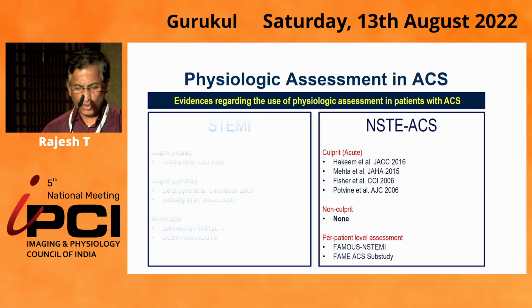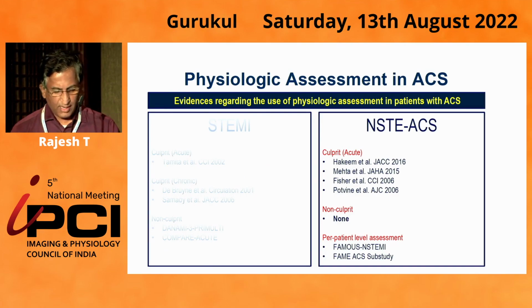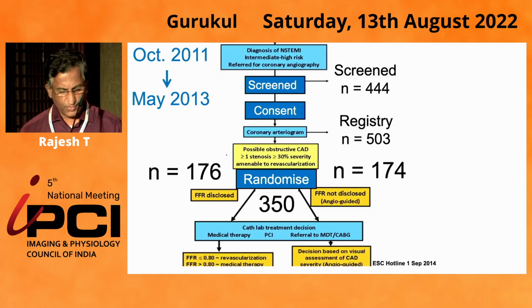What about physiological assessment in the non-culprit vessels in a non-ST elevation MI or unstable angina? There are a lot of trials which looked at that. I'm going to talk about 2 trials, the famous FAMOUS-NSTEMI trial and a sub-study of the FAME trial which looked at around 300 patients with acute coronary syndrome.